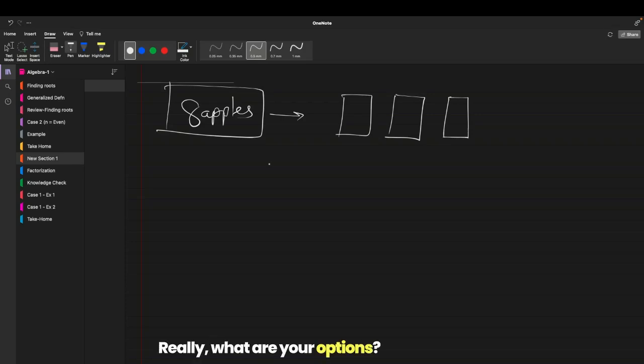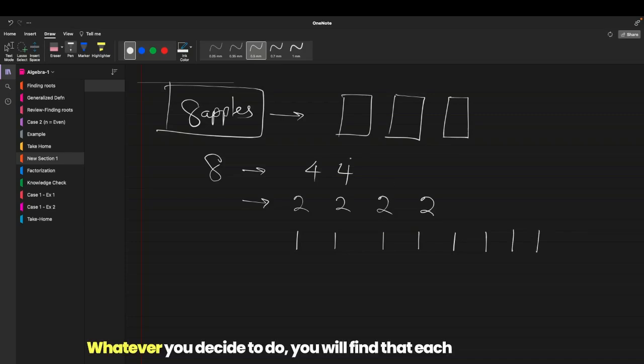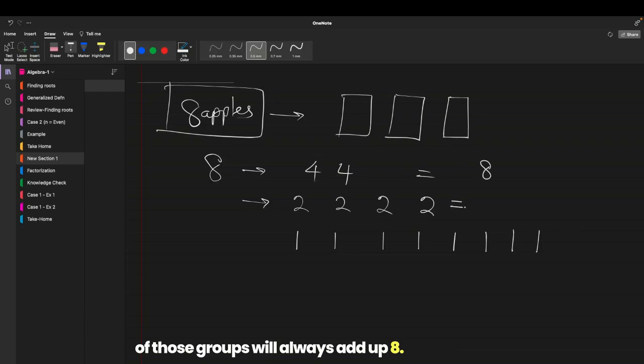What are your options? You can decide to think about the 8 apples as 4 different apples. You could think about it as 2 apples in 4 different places, and you could as well say you want to put 1 apple in each of the bags. Whatever you decide to do, you will find that each of those groups will always add up to 8.